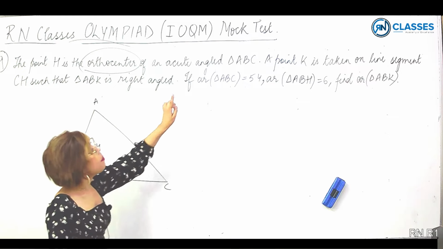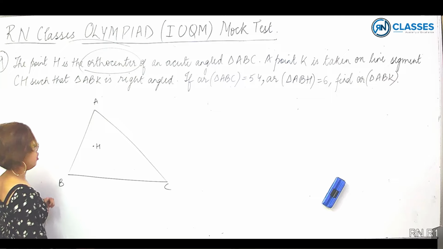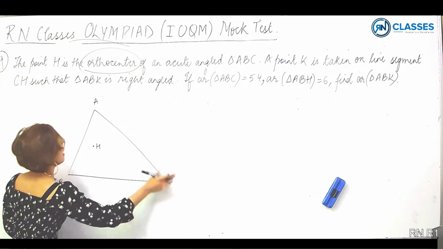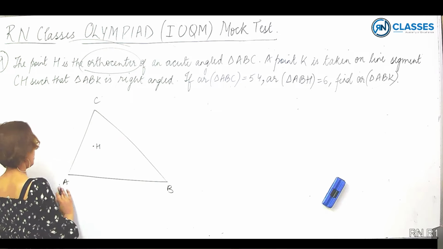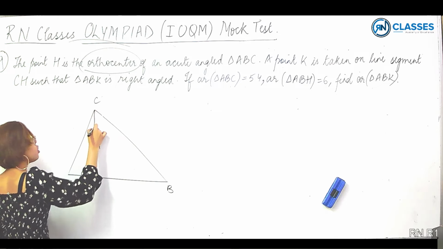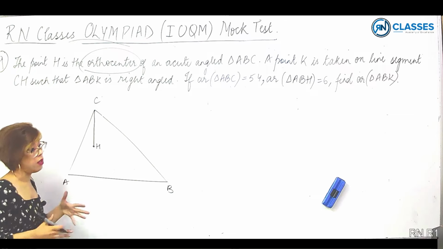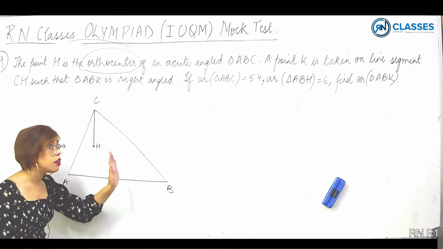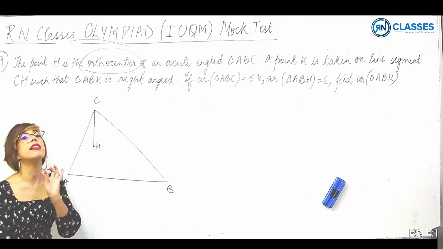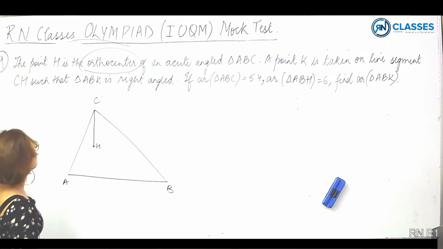Right? He says a point K is taken on line segment CH. Okay, fine. I will take my C over here. A, B, C. Right? Now, this is my line segment CH. Visualization is better if I do it like this. So, when you are solving the paper, make the diagram which is most convenient to you. You can redraw this. It's absolutely fine, but make the diagram which is most convenient.